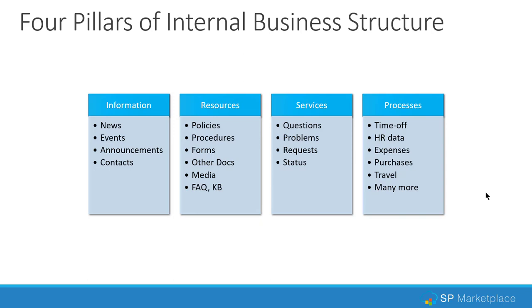It's information: news, events, announcements, even contacts in the form of an employee directory, the ability to get to people. The second part is resources that employees use, whether it be policies and procedures, making sure they get the latest ones of those, or forms, or other documents, could be functional documents, such as a PowerPoint reference card, or the latest benefit information out of HR. Media like logos and images, and even providing things like frequently asked questions and knowledge base that drive self-service around resources and information.